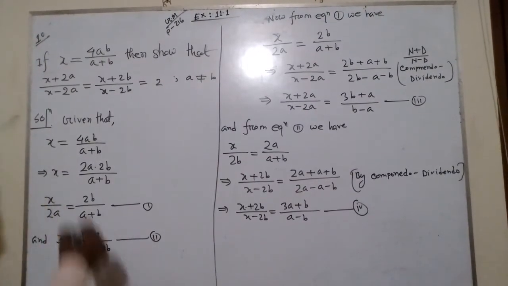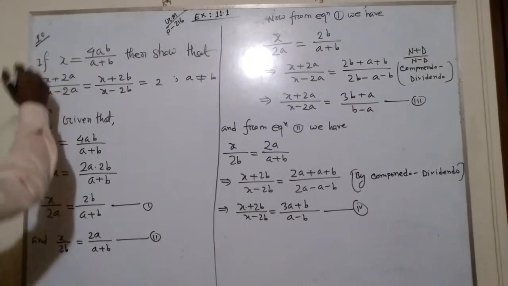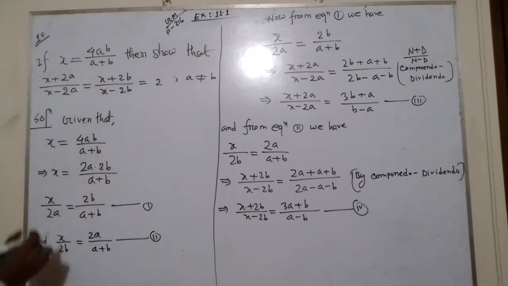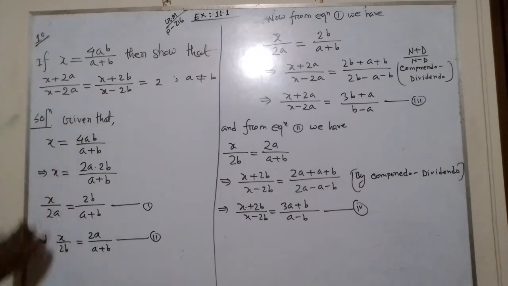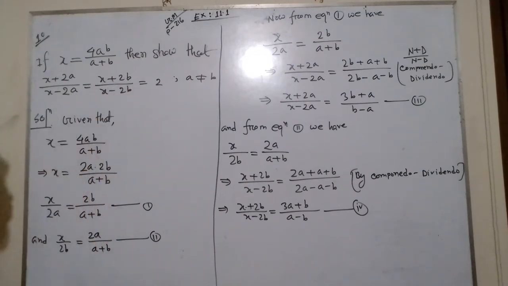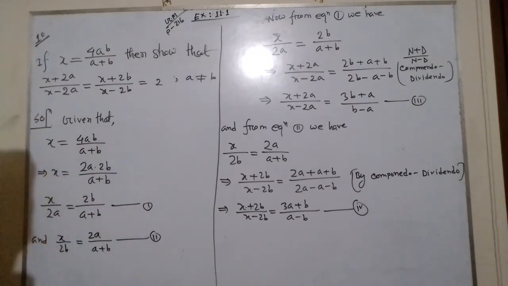Dear student, this is problem number 10. If x equal to 4ab divided by a plus b, then show that x plus 2a divided by x minus 2a equal to x plus 2b divided by x minus 2b equal to 2, when a not equal to b. So let's start our solution.